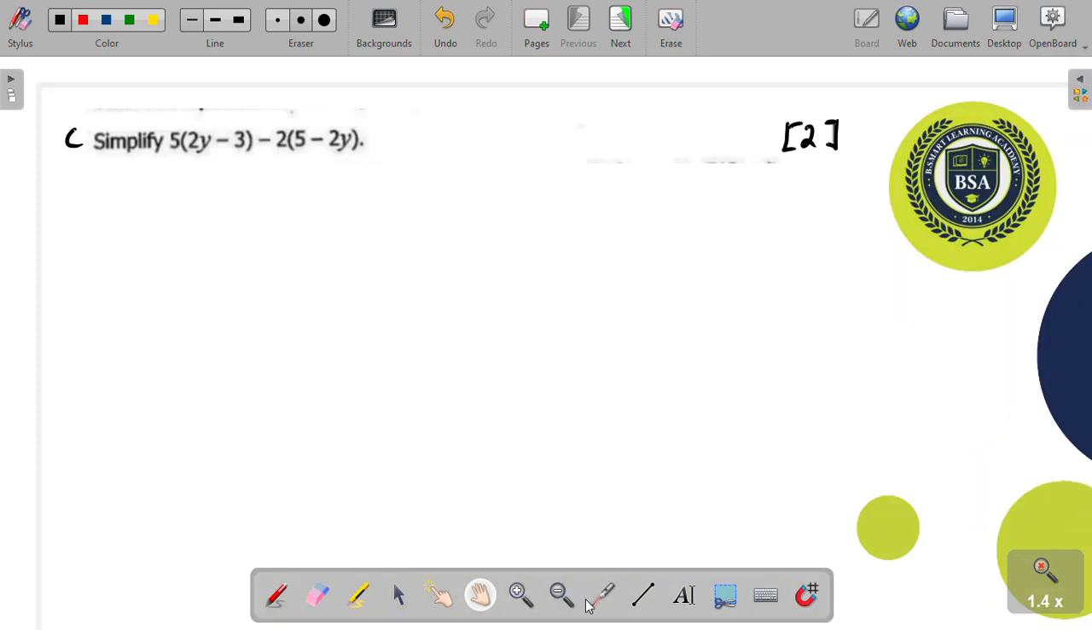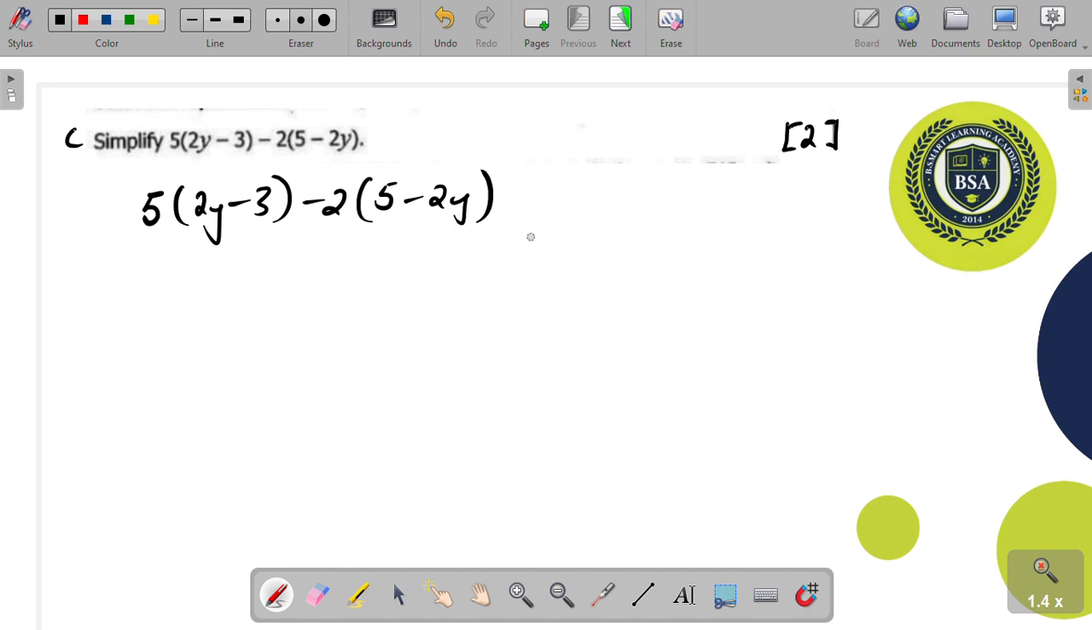Okay, so the question reads: simplify 5 open brackets 2y minus 3 close brackets minus 2 open brackets 5 minus 2y close brackets. How many marks? 2 marks. So pay particular attention here. All right, for you to get full marks, you need to pay attention. So I'll write the full question here. 5 open brackets 2y minus 3 close brackets negative 2 open brackets 5 minus 2y close brackets.